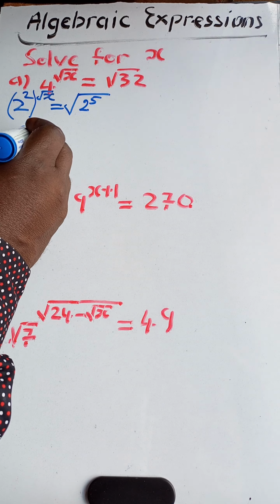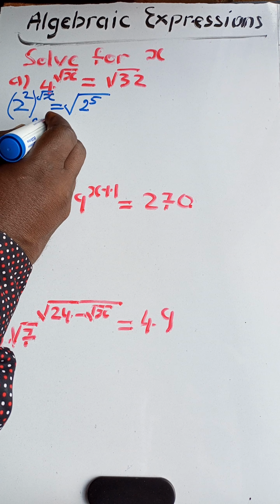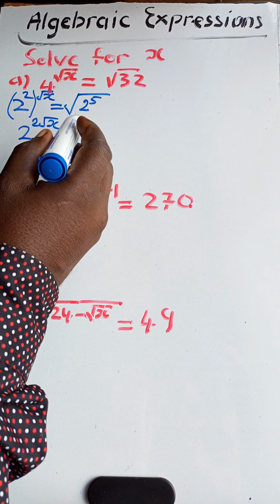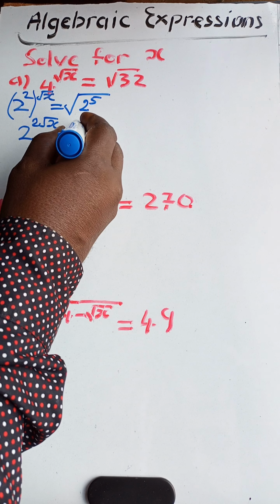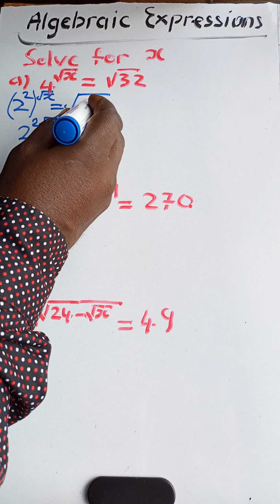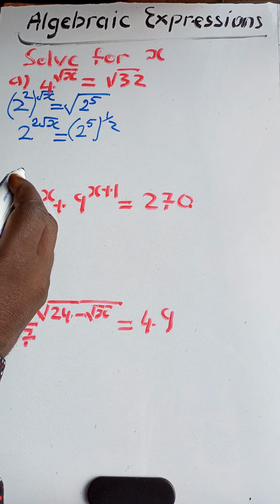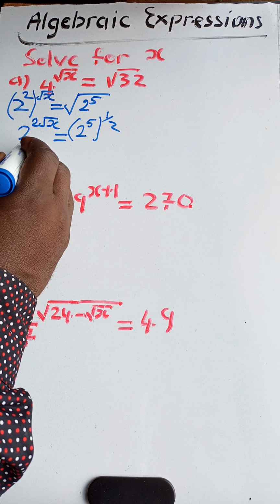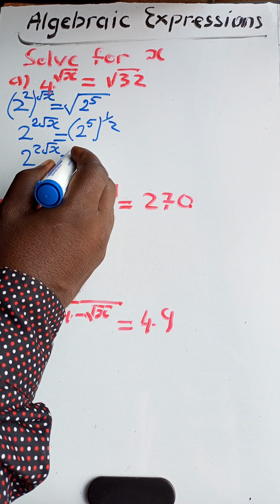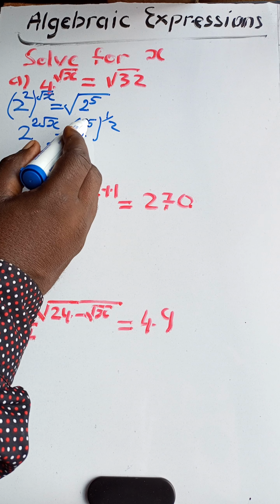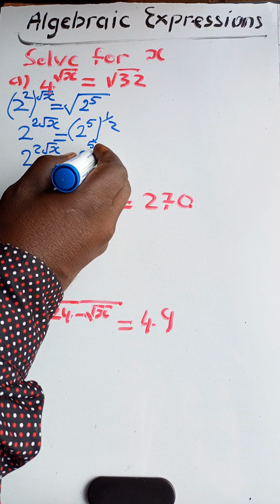We apply that, it becomes 2 to the power 2 multiplied to root x. It becomes 2 root x equal to, we have square root here. Square root means power half. So 2 to the power 5 is raised to the power half. Okay, so we have 2 to the power 2 root x is equal to 2 to the power, we also apply the power of power laws. 5 multiplied to half becomes 5 all over 2.